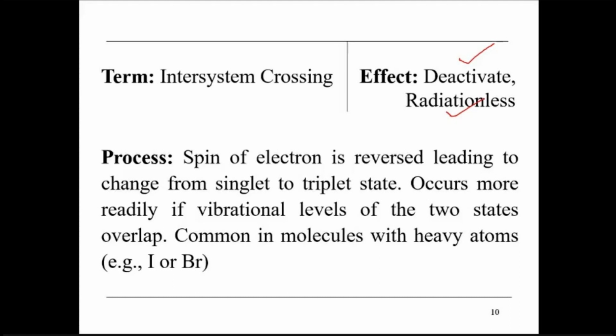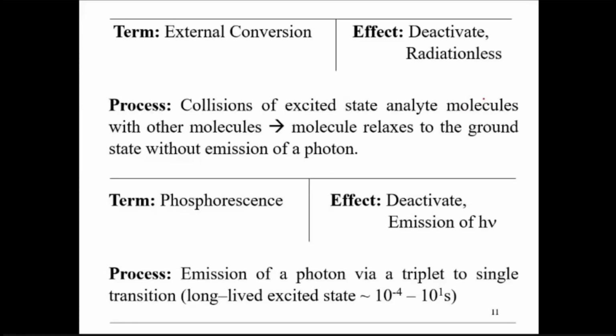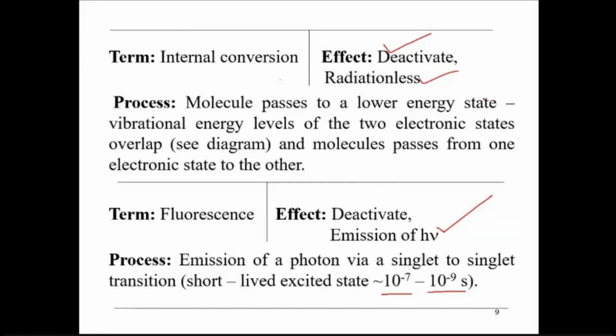This occurs more readily if vibrational levels of two states overlap. We have seen this in the diagram. It is common in molecules with heavy atoms like iodine or bromine. Next is external conversion. Now let us see where external conversion is occurring.